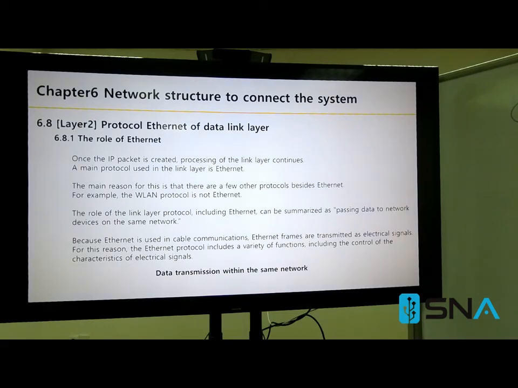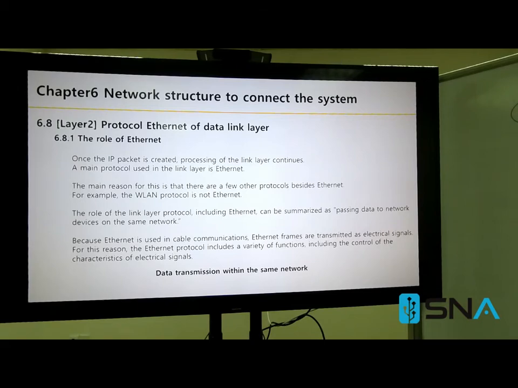Once the IP packet is created, the processing of the link layer continues. A main protocol used in the link layer is Ethernet. The main reason for this is that there are few other protocols besides Ethernet.